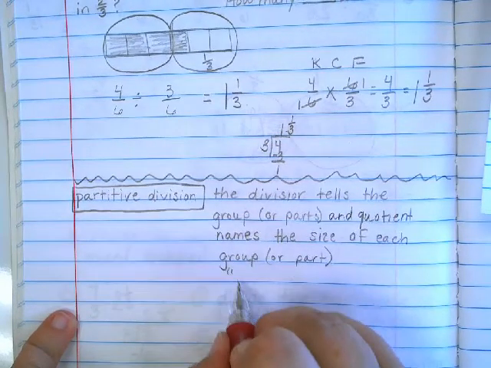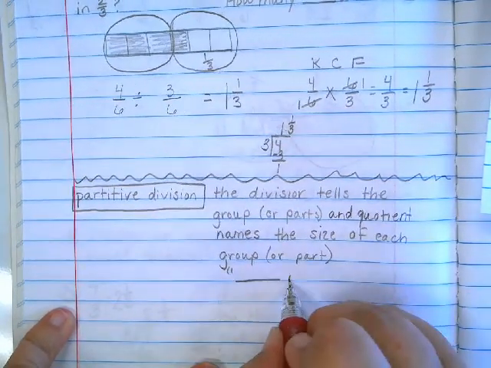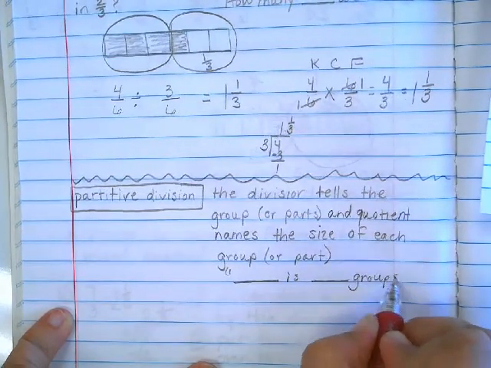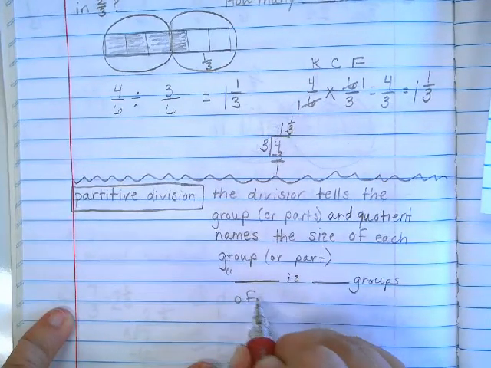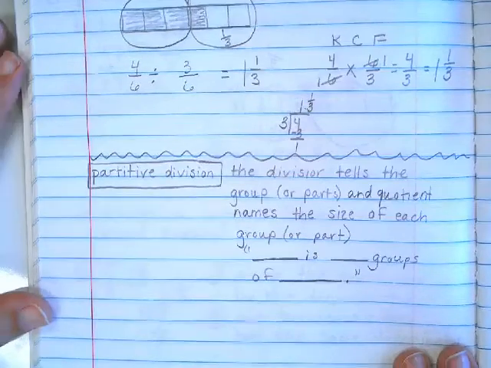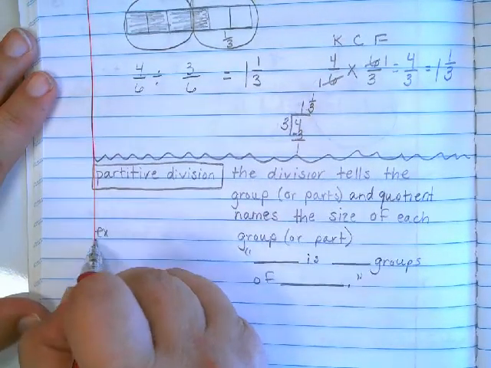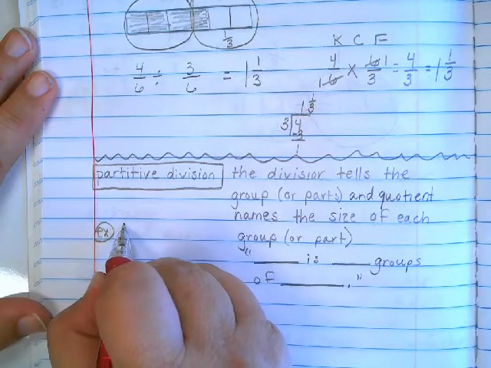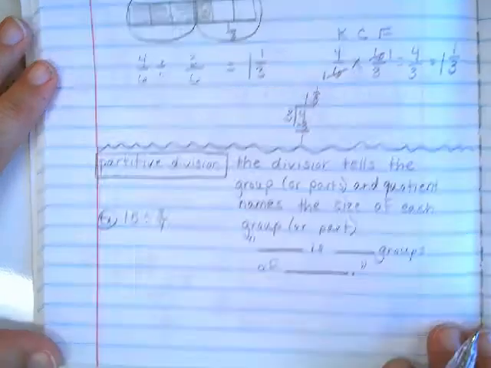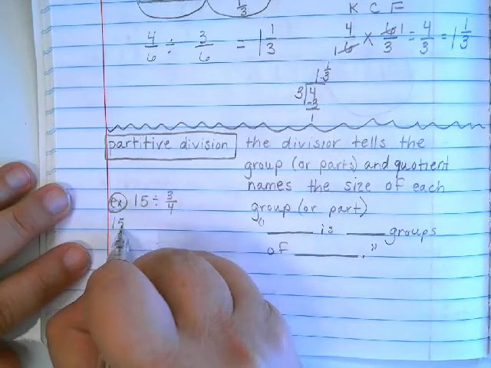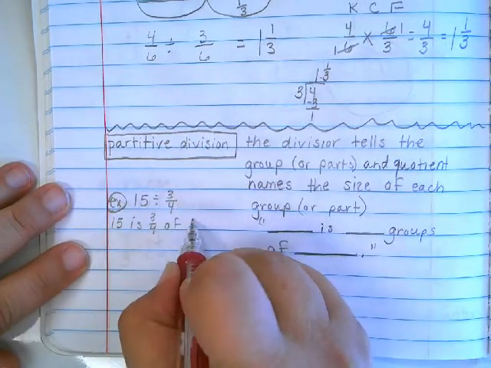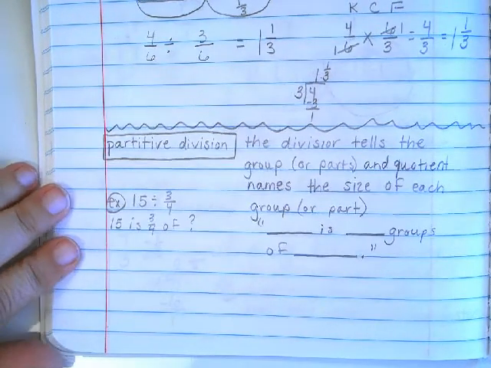And what you'll be thinking is blank groups of blank. So I know that's a lot of blanks. So for example, if I have 15 and I want to divide that by 3/4, then what I'm saying is 15 is 3/4 of something that I don't know.